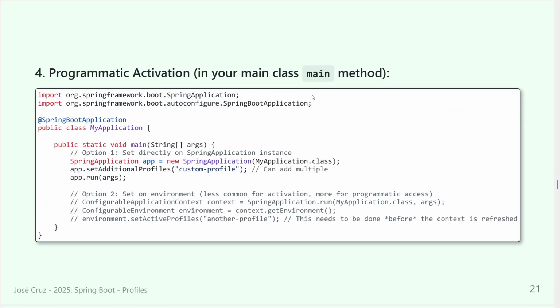So in a programmatic way, this is the one that was missing in our explanation. It's in the main, of course, SpringApplication, and one way is to use setAdditionalProfiles, and you write here your profile. And there is a second way that you can use. It's a different one, using setActiveProfiles, and you use the profile here. There's a little difference between the two, but usually this one is more popular.